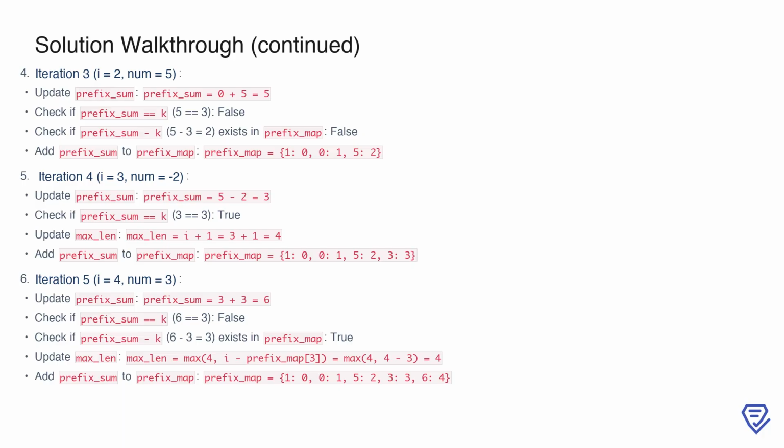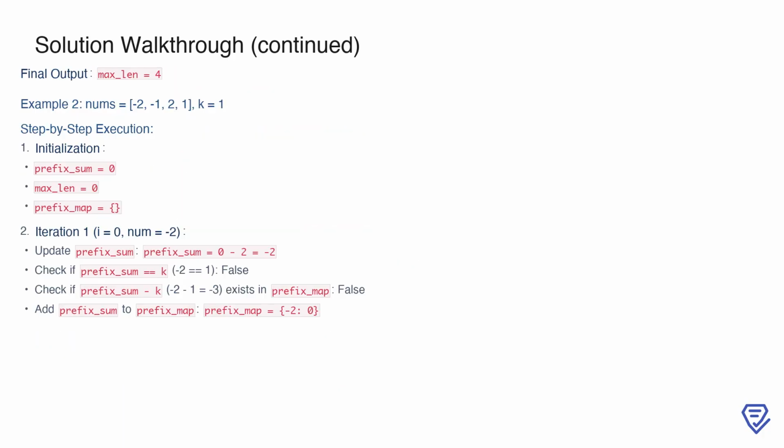Finally, in the fifth iteration, where i equals 4 and num equals 3, updating prefix_sum yields 6. This does not equal k, but prefix_sum - k equals 3 is found in prefix_map at index 3. Using this, we calculate the length of the subarray ending here that sums to k and update max_len to the maximum of its current value or this new subarray length, which remains 4. We then add the current prefix_sum to prefix_map.